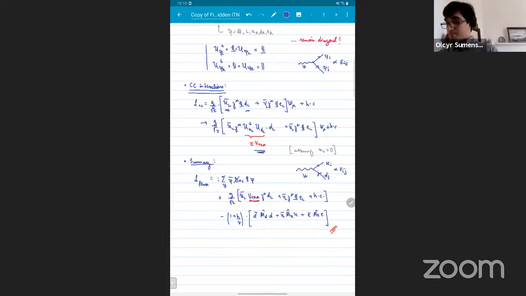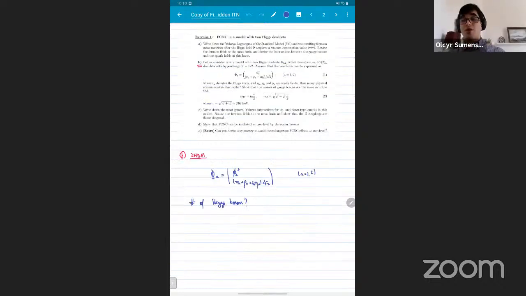Okay, so now let's see what happens when you have two Higgs doublets. First of all, let's count the number of degrees of freedom that we have. So what is the number of physical Higgs scalars? We have two complex doublets. So that means that we have 2 times 2 complex, that is eight, degrees of freedom. But we know that 3 of these are going to be eaten by the gauge bosons to get a mass.